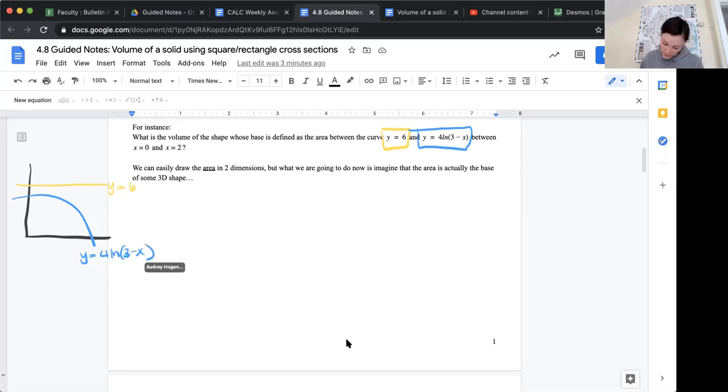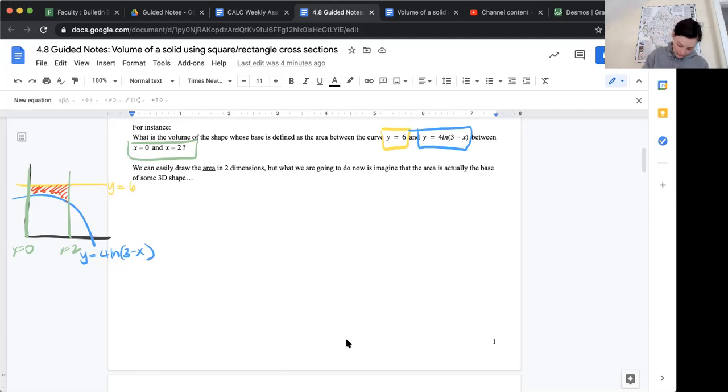Okay, and we know we are talking about the area between x equals 0 and x equals 2. So x equals 0 is right here, and x equals 2, let's put right there. And so our area is going to be shaded in red right here. And so before, we talked about finding the area of that red shaded region. Now, we are going to think about finding the volume of a 3D shape that we need to imagine whose base is that red shaded area.